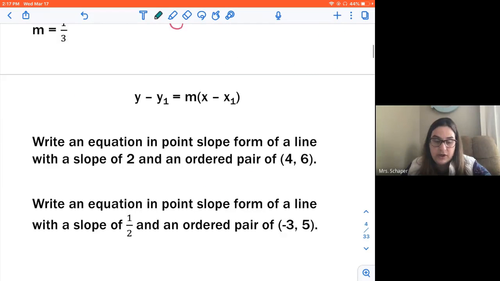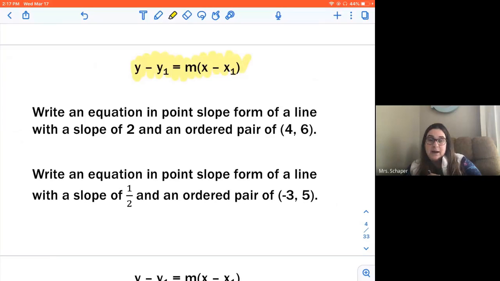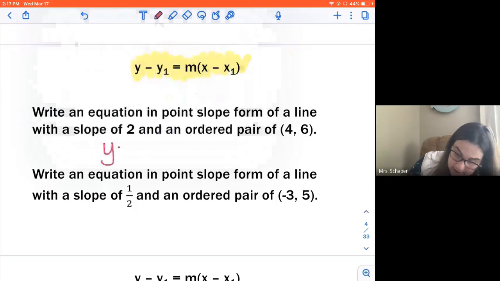All right. So keeping in mind my point slope form, y minus y sub 1 is equal to m times the quantity x minus x sub 1. We're going to write an equation in point slope form of the line with a slope of 2 and an ordered pair of 4, 6. So what does that mean? I'm going to take my red and I'm going to write out y minus blank equals blank times the quantity x minus blank.